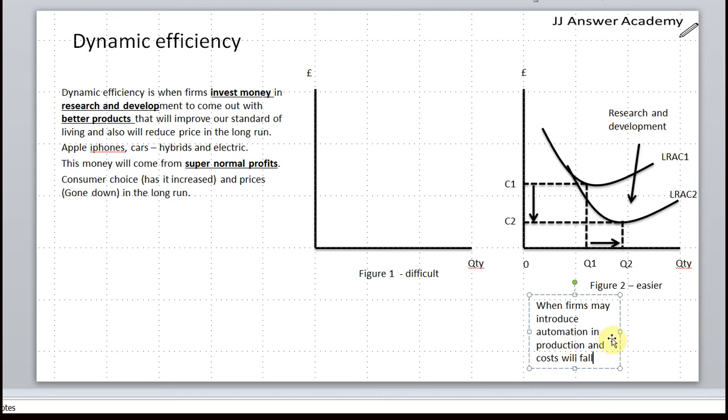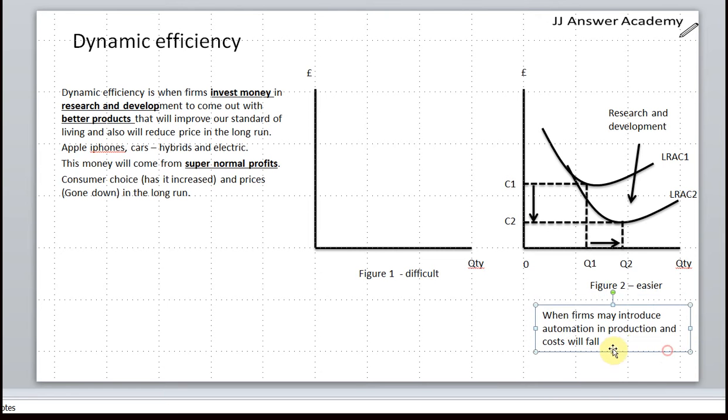So the firm introduces automation in production, mass manufacturing, the assembly line, and cost will fall, resulting in lower prices.